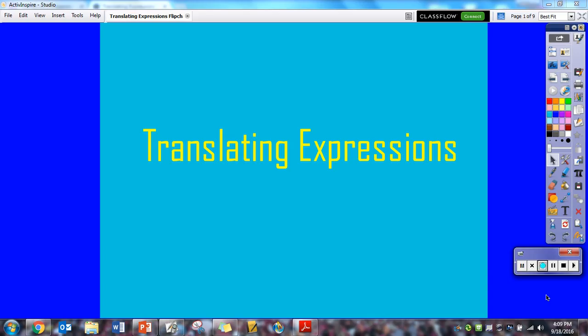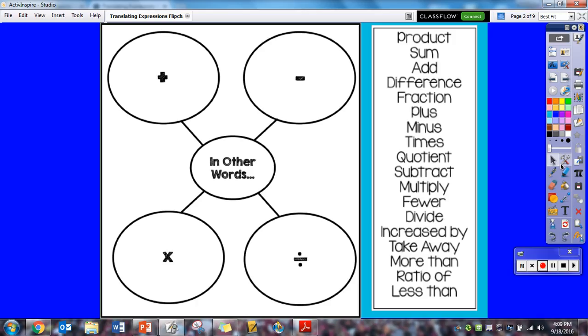Alright, so today we are going to be talking about translating expressions. You may have done this before in some of your earlier math courses, but we're going to do a little review and then some practice. To start, we're going to organize some of these key words that we use when we translate expressions. If you don't know what I mean when I say translate expressions, I mean translating from words to symbols, or you can even go the other way.